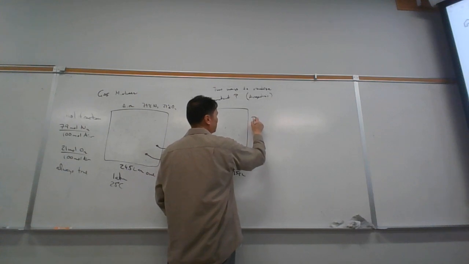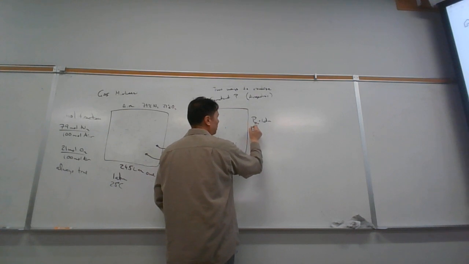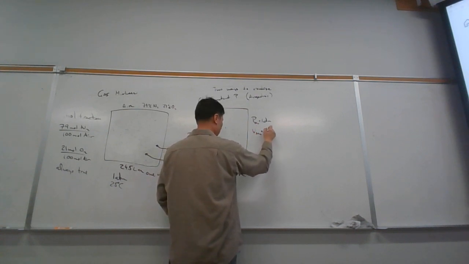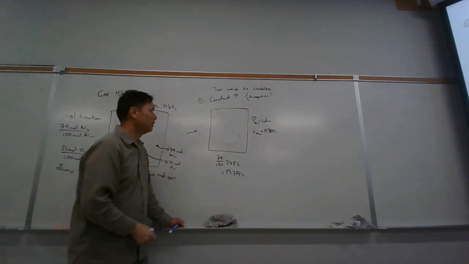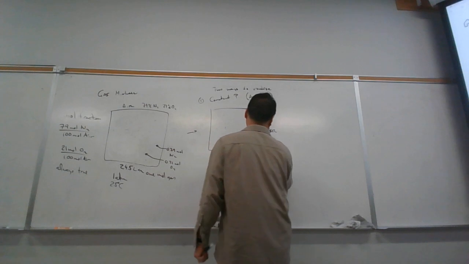I have the pressure of the nitrogen, which is going to be 1 atmosphere. And then I'm going to have the volume of the nitrogen. This is going to be 19.355 liters. And the temperature is going to stay the same. Temperature is T.